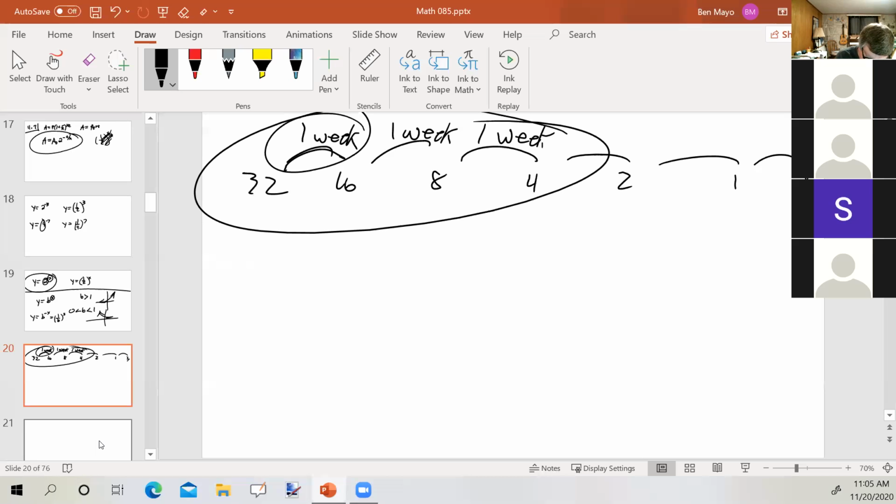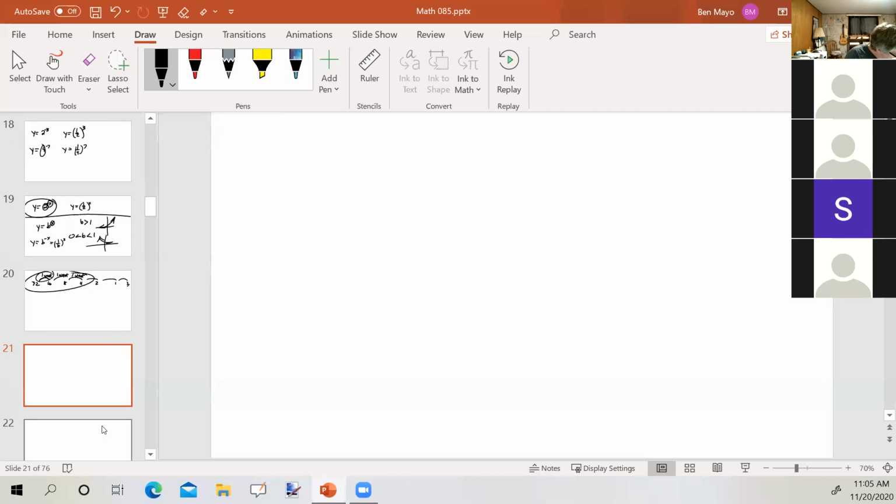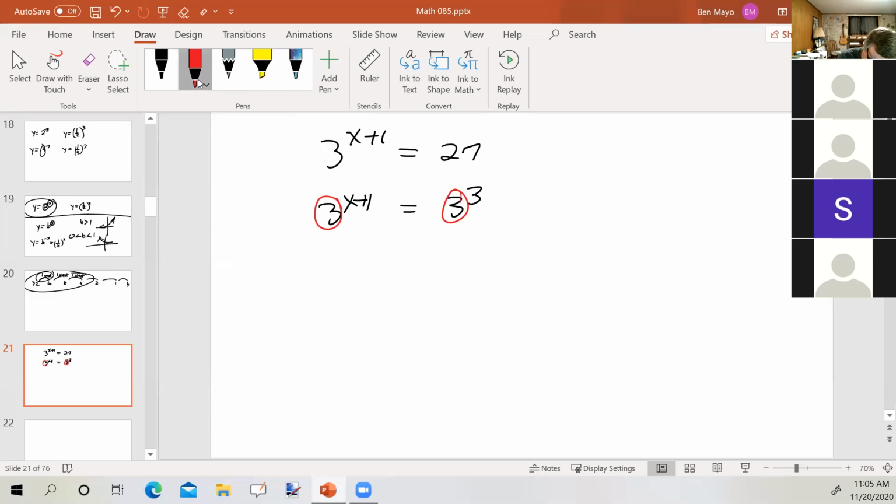We're going to come back to that idea in just a bit here. First, I want to look at something very similar to what we've done before. Let's say we had 3 to the x plus 1 power equals 27, and it says solve each equation. If we could take this equation and write it so that it had the same base, for instance, 27 is 3 cubed, now that the bases are the same, the exponents are also the same. So that means x plus 1 equals 3, so x equals 2.